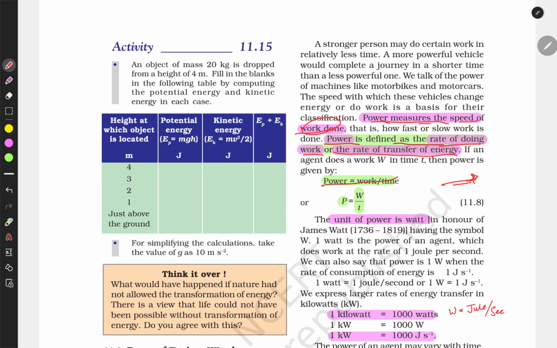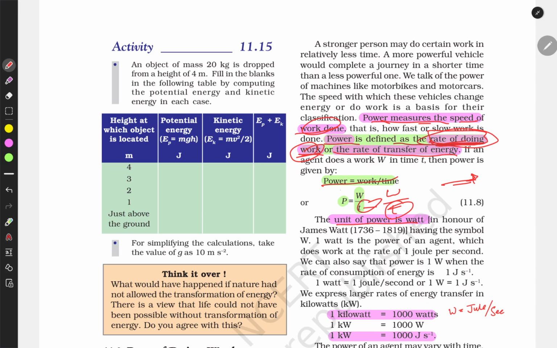Power can be derived as work divided by time. How much work is done and how much time was taken. So power is inversely proportional to the time. If more time is taken to do work, less power was used, and if less time is taken, more power is needed. It's defined as the rate of doing work. How long, at what rate the work is being done. Is it fast or slow.